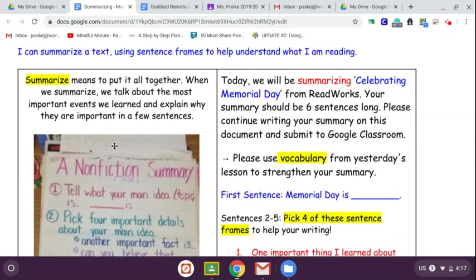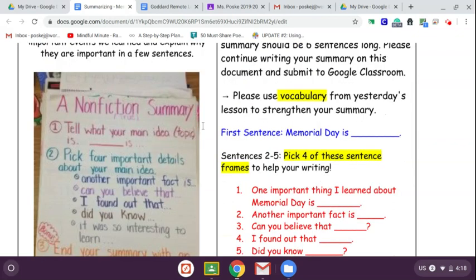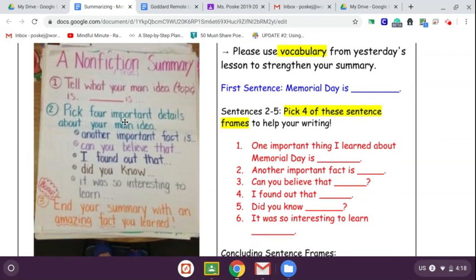Okay, so let's talk about summarizing for a second. When we summarize, it means that we're going to put something all together. We're going to put the pieces together. We're going to take this information from our story and put it all together into one summary. When we summarize, we talk about the most important events that we learned and we explain why they're important in just a few short sentences. And this is pretty much what I'm going to explain to you right here.